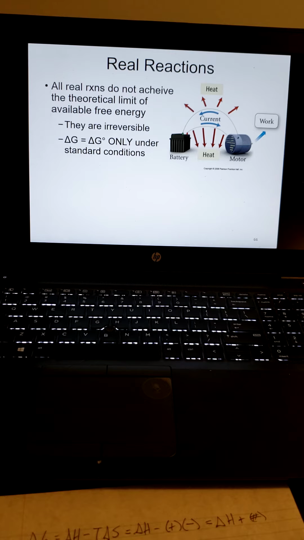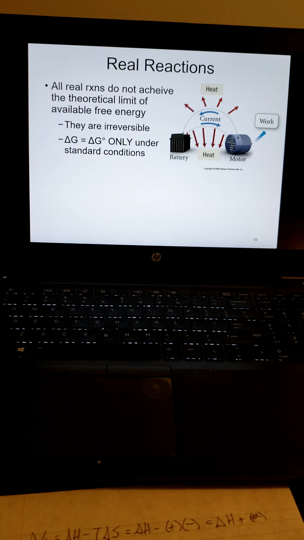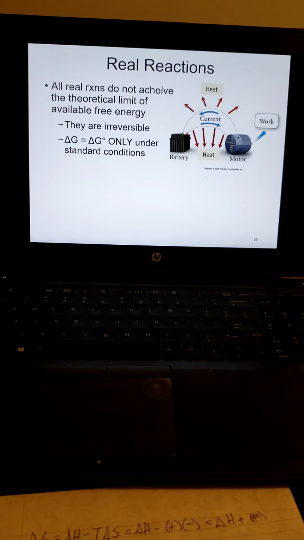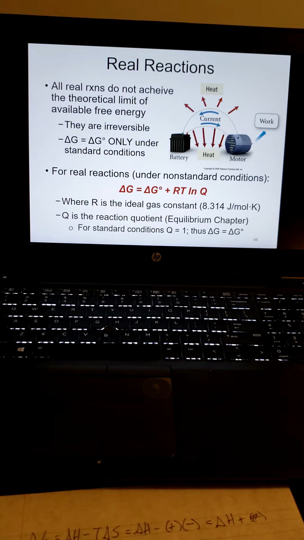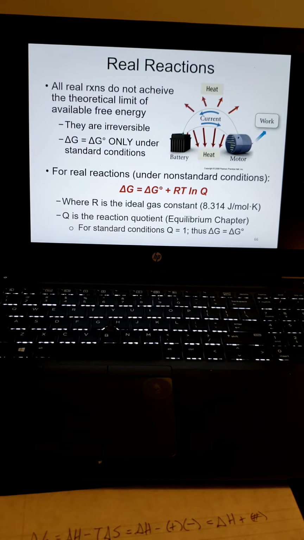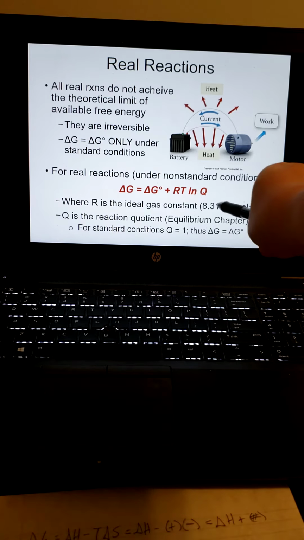But what this means, though, is that we have been misrepresenting the relationship between delta G and delta G naught. We've been essentially assuming that they're the same, but because of the inefficiency of the reactions we study, delta G only equals delta G naught when we are at standard conditions. So like STP, 25 degrees Celsius, 1 atmosphere of pressure, 1 molar concentrations of solutions, right? We have to be at standard conditions for them to be exactly equal. Most of the time, we're not at standard conditions, though, and we need to use this equation instead.